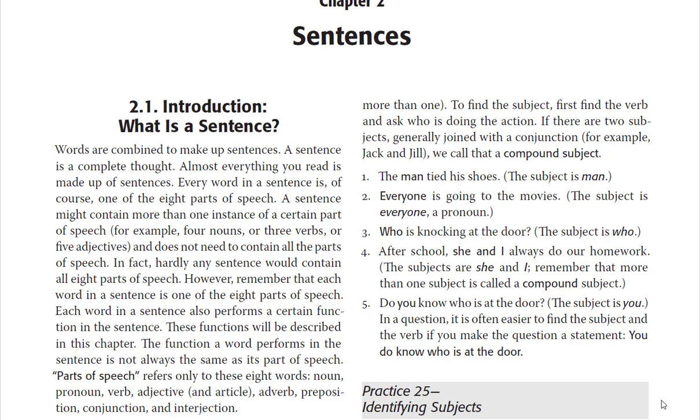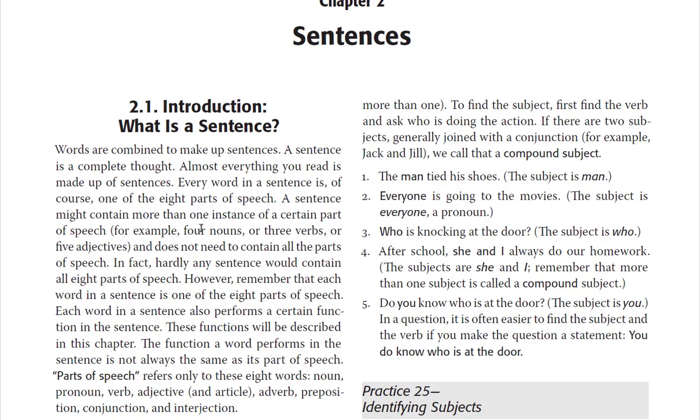So in Chapter 2, I'm going to go over the different kinds of sentences in English. What is a sentence? Words are combined to make up sentences. A sentence is a complete thought. Almost everything you read is made up of sentences. Every word in a sentence is, of course, one of the 8 parts of speech.